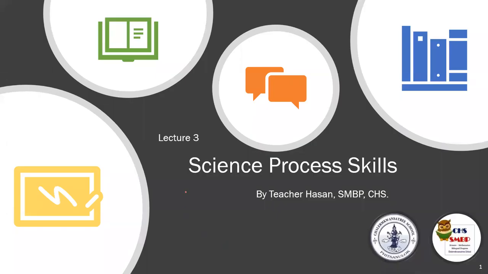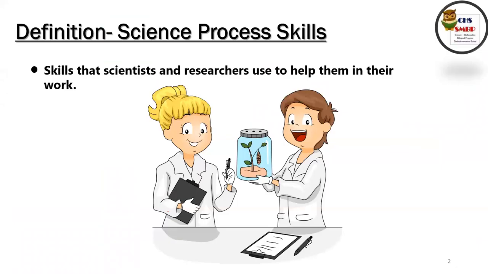Now let's get started with the science process skills. Let me give you a definition first. Science process skills are skills that scientists and researchers use to help them in their work.